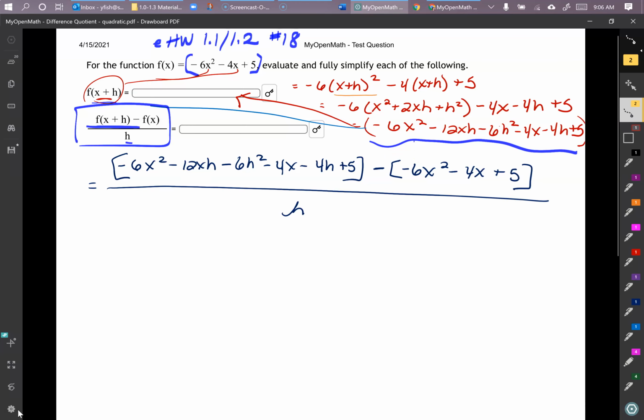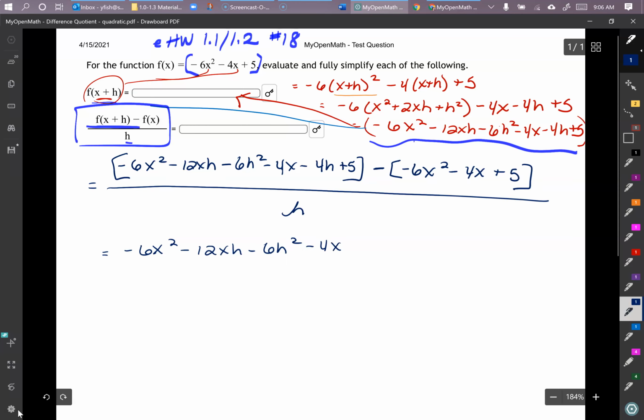Okay, so we're going to go through and simplify that. So now we end up with the negative 6x squared minus 12xh minus 6h squared minus 4x minus 4h plus 5. It's a lot of writing, but you do get used to it. And on this, I just removed the parentheses because I don't have a multiplier there or a negative or anything. So then here, I'm going to do minus the negative 6x squared, which would give me a positive 6x squared. Then I would have a positive 4x and a minus 5, all divided by h.